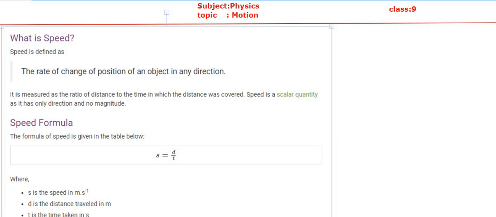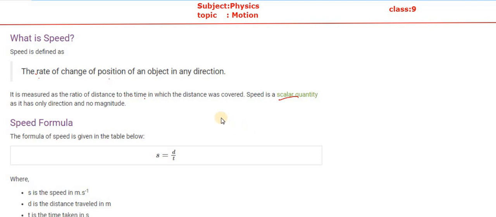We can define speed as the rate of change of position of an object in any direction. The rate comes in the sense that you need to write the time. So we can also write this as the distance traveled by time taken. It is measured as a ratio of distance to the time in which the distance was covered. Speed is a scalar quantity.